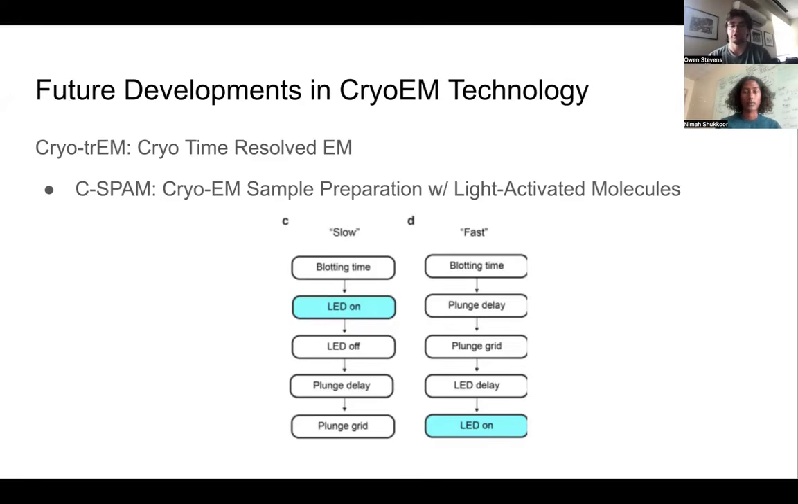And through this, in the slow, they turn the LED on, and then they can wait a certain amount of time called the plunge delay before they plunge the grid into the liquid ethane. Whereas with the fast, the LED on happens very, very last. And that allows for even resolution after a couple microseconds of activation. And so through this, you can make a time course of biomolecules and look at how they change over a period of time, which is very important in understanding how they change, how they move within our cells and within our bodies.